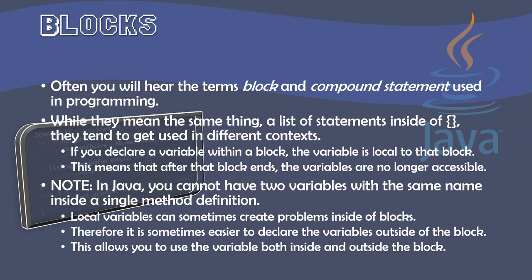Note, in Java, you cannot have two variables with the same name inside of a single method definition. Local variables can sometimes create problems inside of blocks, and therefore it's easier to declare the variables outside that block. This allows you to use the variable both inside and outside the block. And sometimes when we do this, remember I just mentioned static. If we look at our method main, it has that static modifier, and we may have to do that with our variables as well if that ends up being the case. There are, of course, a few more things to touch base on with static, and we'll talk about that a little bit more as we get into it. These are just different things to think about as we pick apart these different approaches to programming.